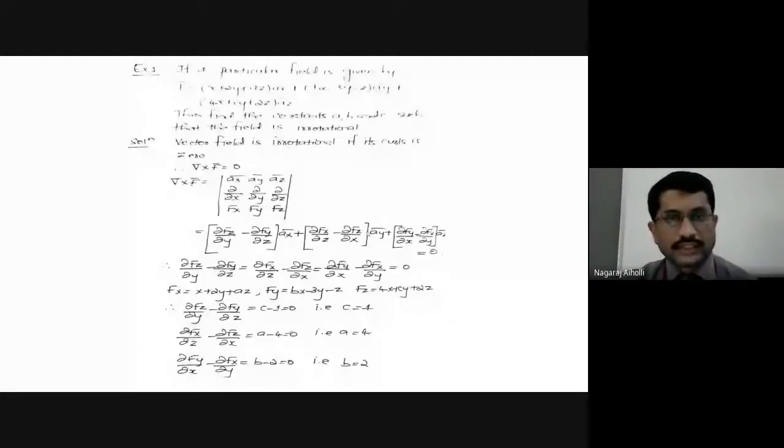Yes, sir. Okay. Take this example. If a particular field is given by f bar is equal to (x plus 2y plus az) ax bar plus (bx minus 3y minus z) ay bar plus (4x plus cy plus 2z) az bar, then find the constants a, b and c such that the field is irrotational. Note down this example.